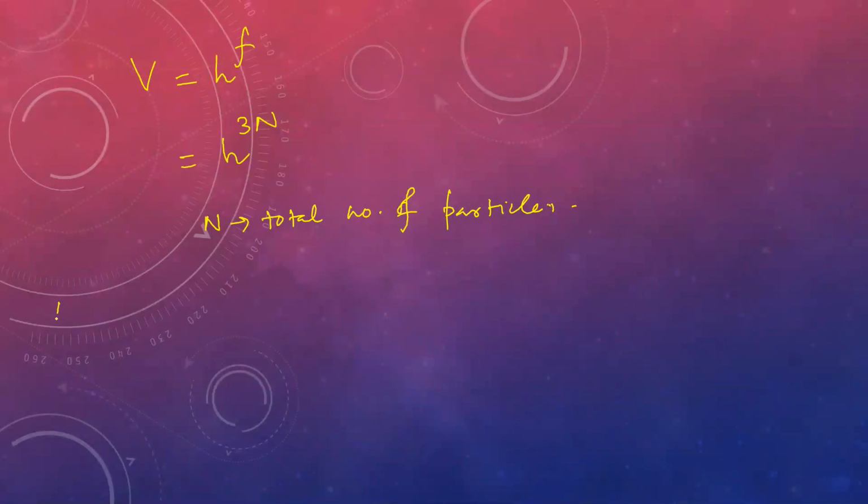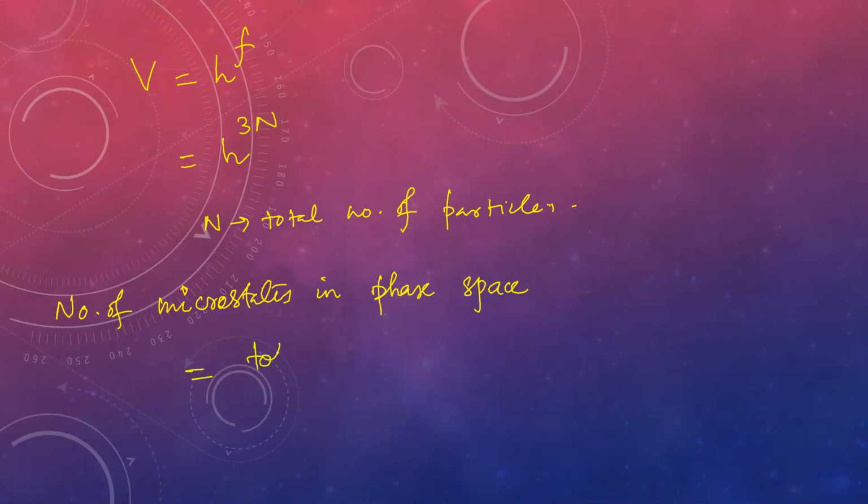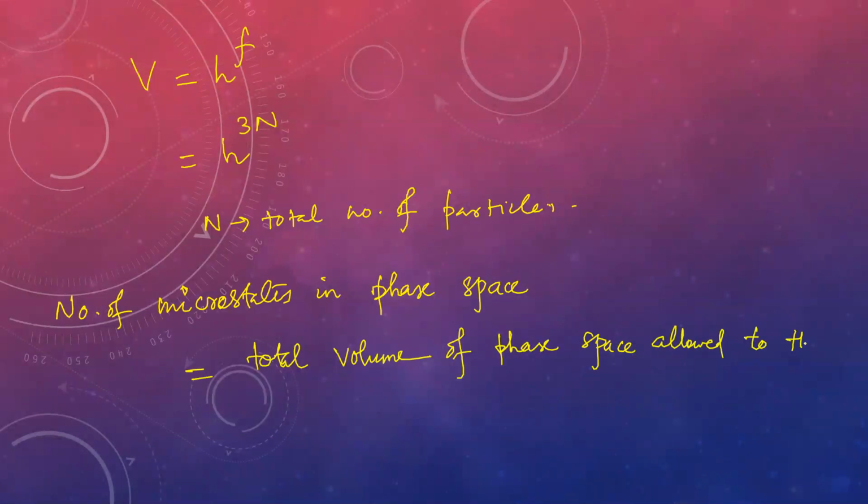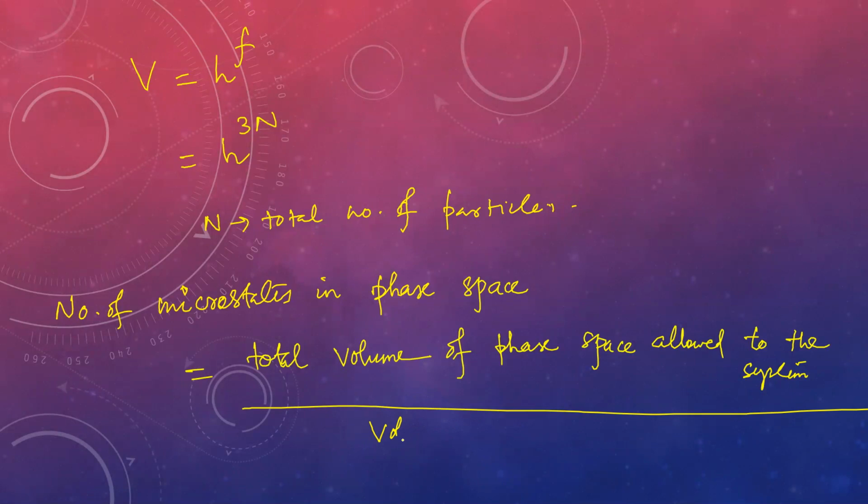So the number of microstates in phase space: the formula is the total volume of phase space allowed to the system, divided by the volume of phase cell, which will be h cubed. Total volume of phase space allowed to the system by the volume of phase cell h cubed.